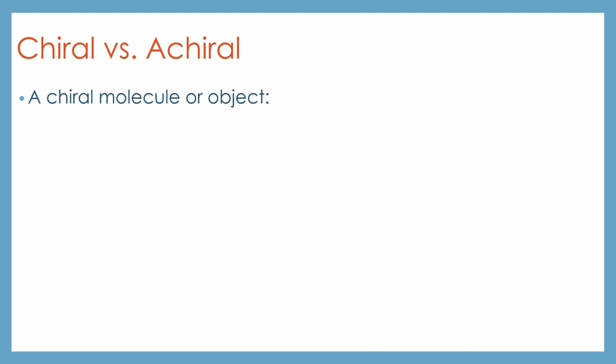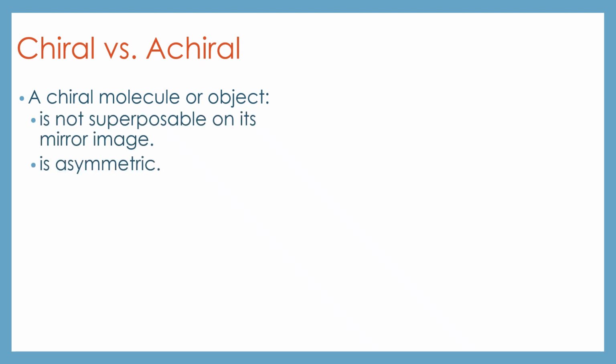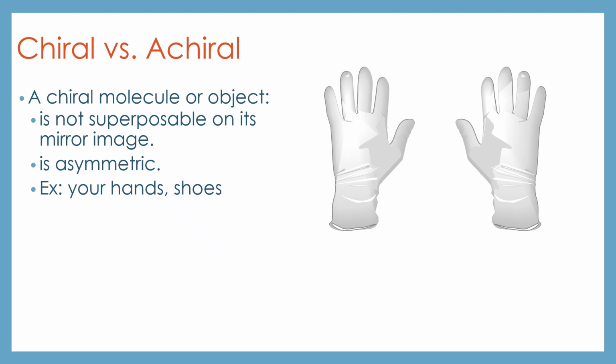A chiral molecule or object is not superposable on its mirror image. It is asymmetric, and examples include your hands and your shoes. So for example, these are gloves to represent hands. A glove or a hand is a chiral object because there is no plane of symmetry running through a hand.